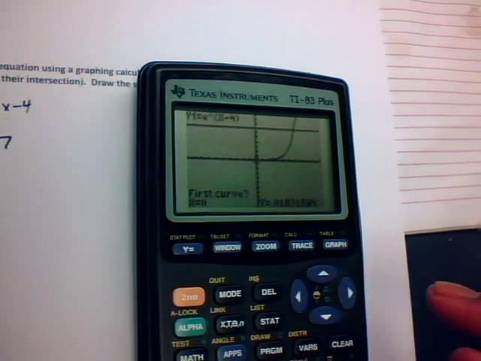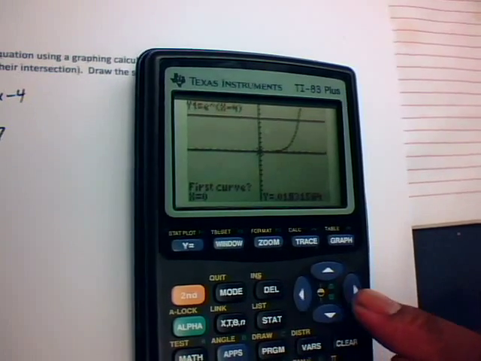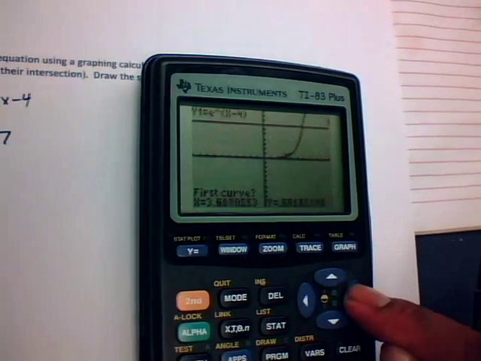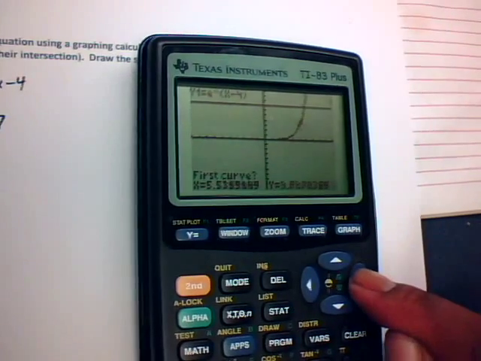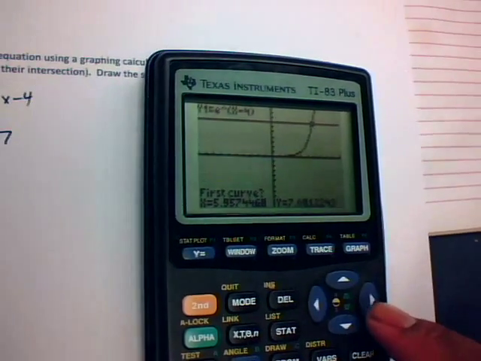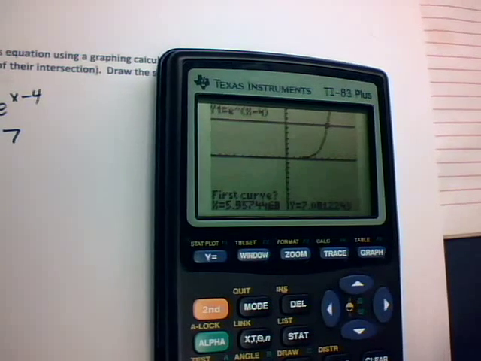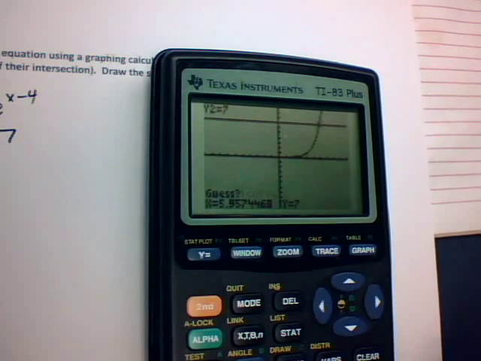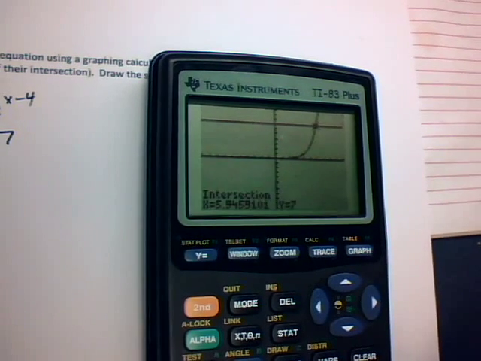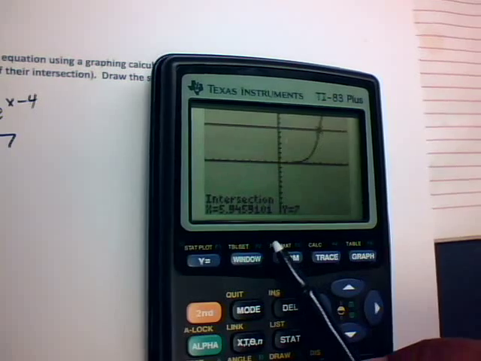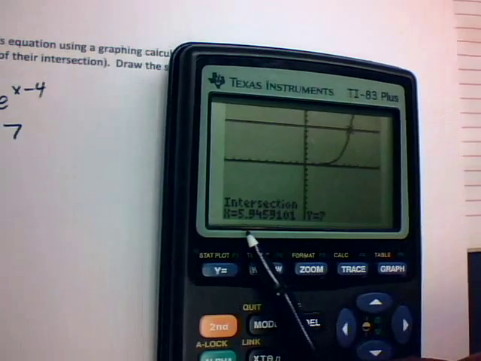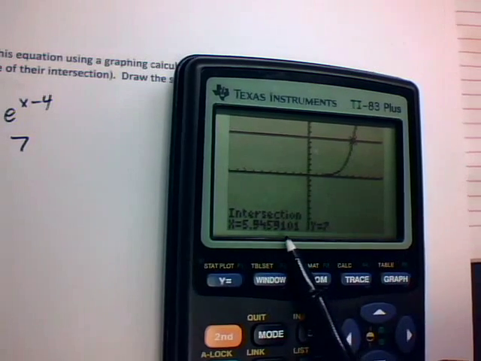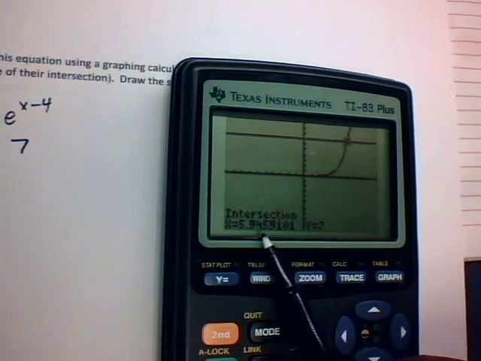intersection. Now, where it says first curve, you want to put the blinking cursor as close to that point of intersection as you possibly can. I'm using the right arrow key to do that, because I want to get it as close as I can to that point of intersection. Then press enter 1, 2, 3 times. That's going to be your intersection. And notice the x value in this case is 5.9459101. That's the same as 5.95.